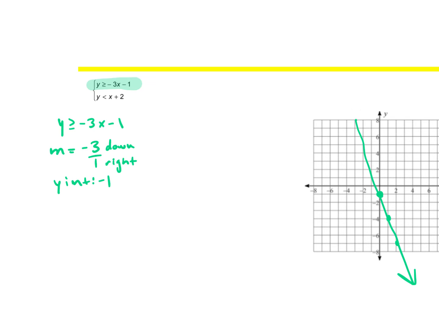On the homework, can we just point out the line and put dotted line so it doesn't look weird? Well, you could dot your line on the homework, right? Yeah, but it looks weird. So this is a solid line because it has that equal to.